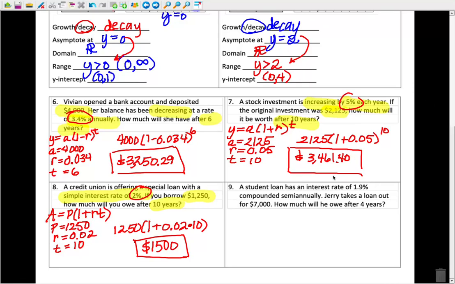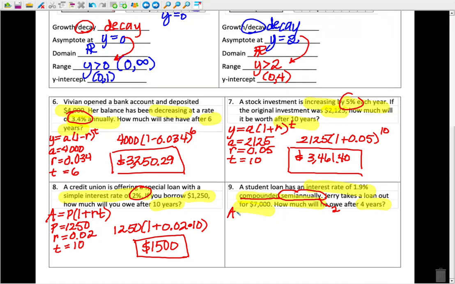Number 9, a student loan has an interest rate of 1.9%, and this interest rate is compounded semi-annually. He takes out a loan for $7,000. How much will he owe after 4 years? When you see the word compounded, you're using the compound interest formula. You also need to look for the keywords such as annual, semi-annual, quarterly, daily, monthly, weekly. Since I see semi-annually, that tells me right off the bat it will be 2 times a year that the interest is calculated. So let's get our values.